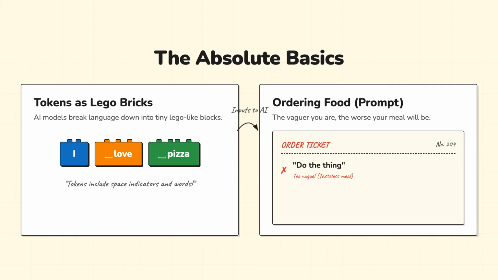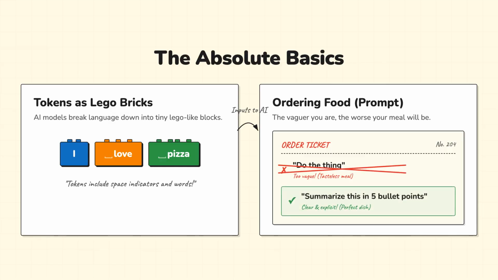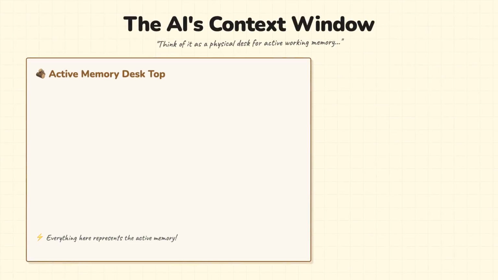To get those tokens moving, you give the AI a prompt, which is simply your set of instructions. Think of a prompt like ordering food. The vaguer you are, the worse your meal will be. Prompt engineering is just the skill of writing clear, explicit commands so the AI knows exactly what you want it to deliver.